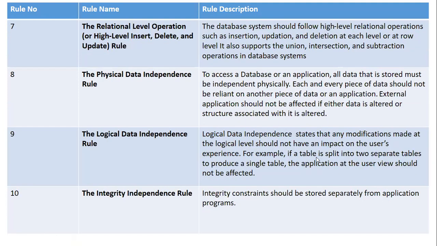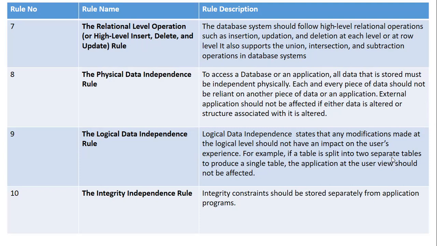The next rule, the seventh rule, is essentially the relational level operation. What this means is that different kinds of operations must be supported in RDBMSs. What are these operations? Insert operation, update operation, delete operation. So whether we are trying to insert too many records, or probably one record, or in multiple tables, or in a single table, all of these operations should be supported at each level, whether it is one record, two records, one table, multiple tables, or at a database level. These kinds of operations should be supported at every level. That is what this relational level operation says.